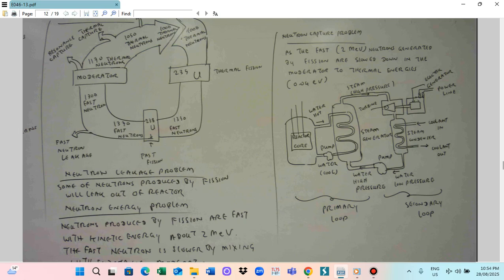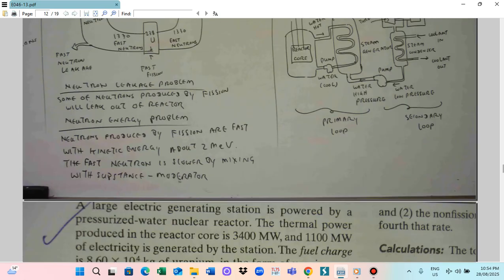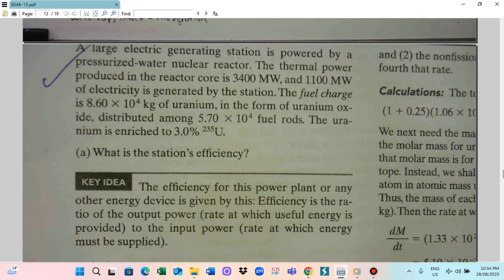Okay, so this program is about an electric generating station. It is powered by a pressurized water nuclear reactor. The nuclear reaction produces the spin that drives the turbine. The thermal power produced in the reactor core is 3,400 megawatts, and the electrical energy output is 1,100 megawatts. So this is the electricity.